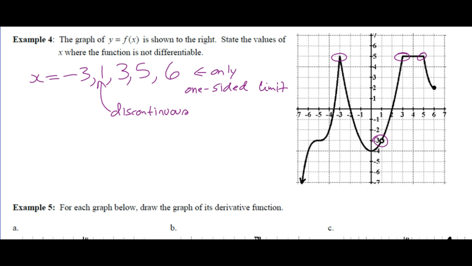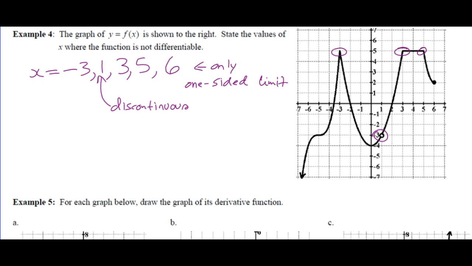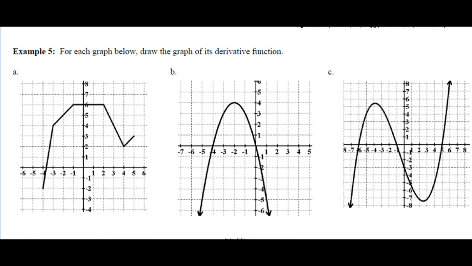To be differentiable on an interval, you have to be differentiable everywhere on that interval. That's continuous. Okay, now example 5 is kind of fun because we're going to look at a graph and we're going to graph the derivative. So which one's probably easiest? See, everybody says B, but it's A.